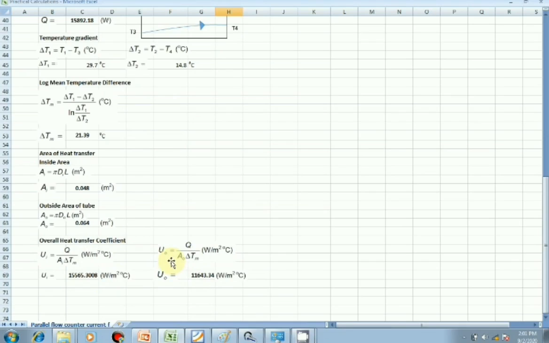11,643.34. Now we got such a high value of the overall heat transfer coefficient for only water. The only reason behind that is the tube which we have used is a copper tube, which gives a very high thermal conductivity as compared to the stainless steel or steel which is generally used in the manufacturing of tubes.